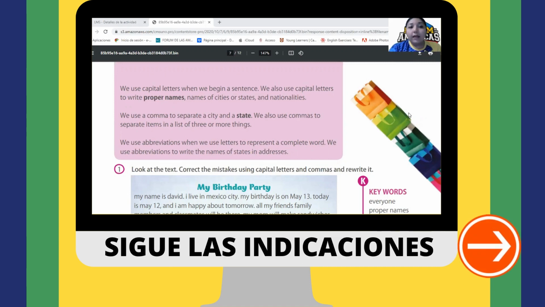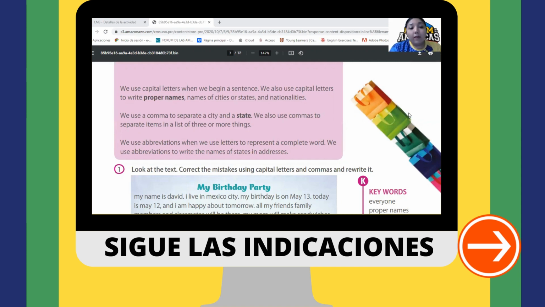Please read with me. We use capital letters when we begin a sentence. Usamos letras mayúsculas al principio de una oración. We also use capital letters to write proper names. Además, también usamos las letras mayúsculas para escribir nombres propios. Names of cities or states and nationalities. Nombres de ciudades o estados y nacionalidades.